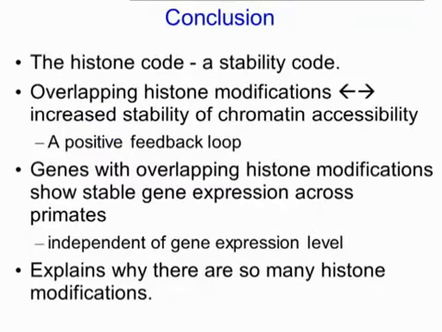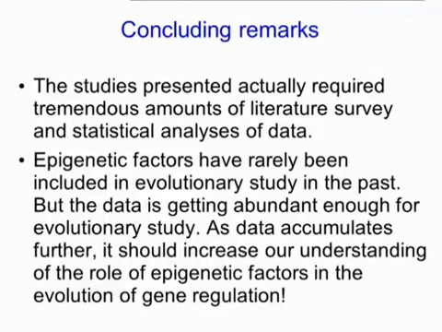Okay, so the conclusion, in our simple view, is that histone code is a stability code. Overlapping histone modification can increase the stability of chromatin accessibility, and increased stability of chromatin accessibility can increase the chance of histone modification. And genes with overlapping histone modification show stable expression across primates, and this may explain why there are so many histone modification overlaps.